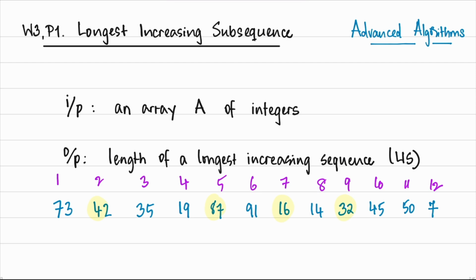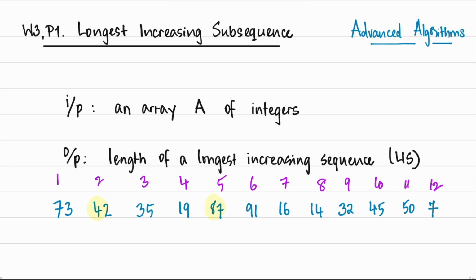We also run into trouble with going from 87 to 16. From 16 to 32 is okay, but 87 to 16 is not quite working, so let's get rid of that. 87 to 32 is also problematic, so we can get rid of 32 because that would also not be compatible with 42, so let's get rid of that. We are left with 42 followed by 87, so that's a valid increasing subsequence.